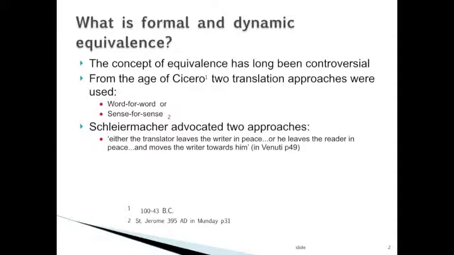From the age of Cicero, it is documented that there were two translation approaches in use, either word for word, a faithful approach, or sense for sense. Schleiermacher in the 19th century advocated two approaches. Either the translator should leave the writer in peace as much as possible and move the reader towards him, or that he should leave the reader in peace as much as possible and move the writer towards him.